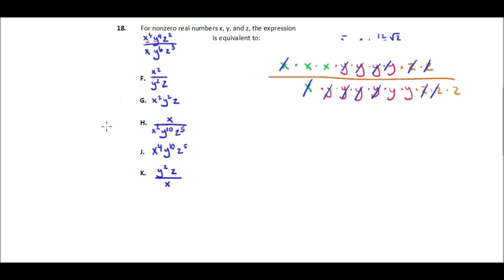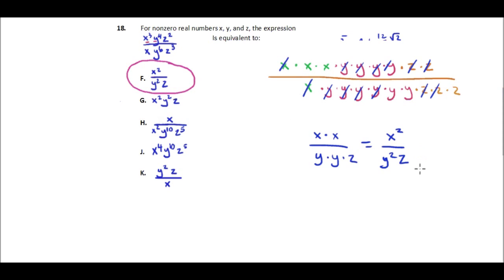So if I rewrite my equation again, I'm just going to use one color to do it. I'm going to have x times x on the top, and then I'm going to have what? Y times z, right? So x times x is x squared, and then y times y is y squared, so it's y squared times z on the bottom, right? And so as it turns out, our answer is F.